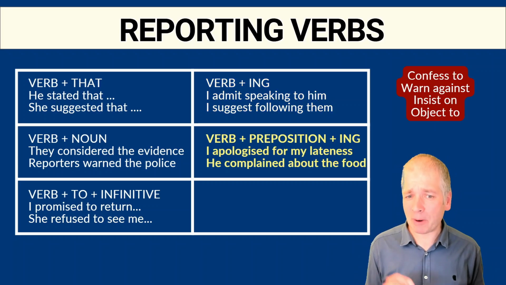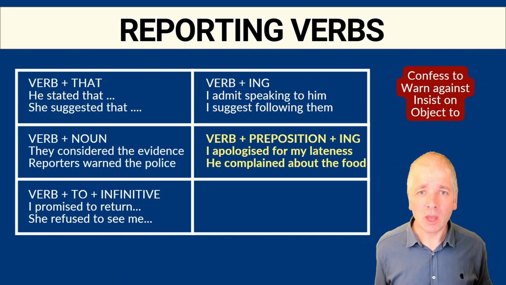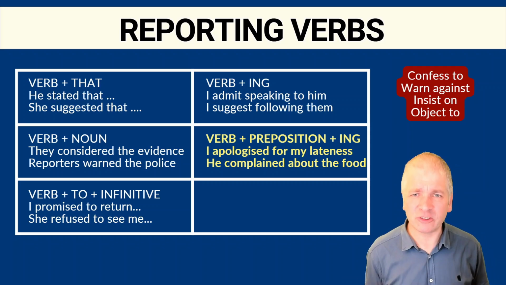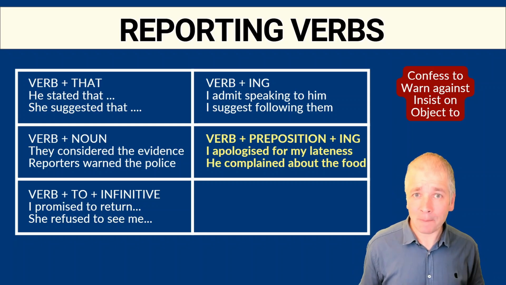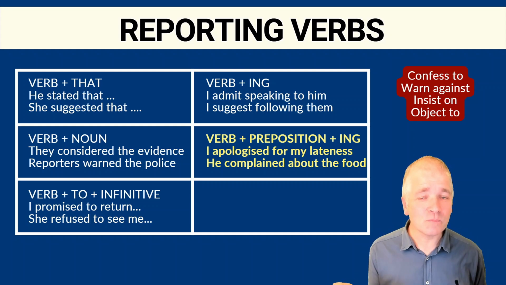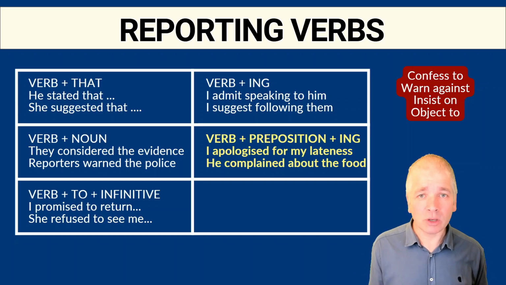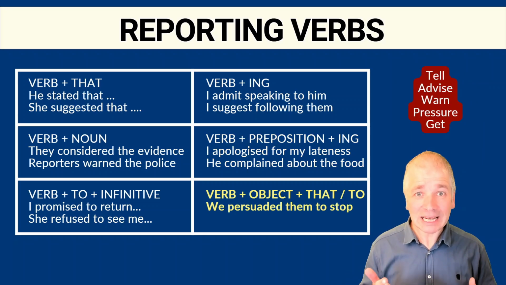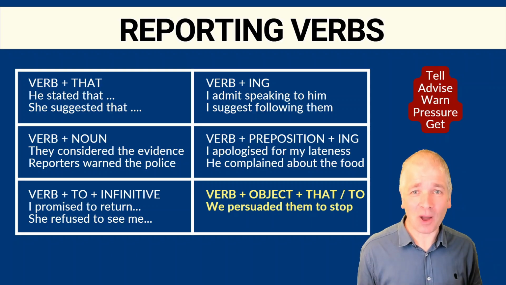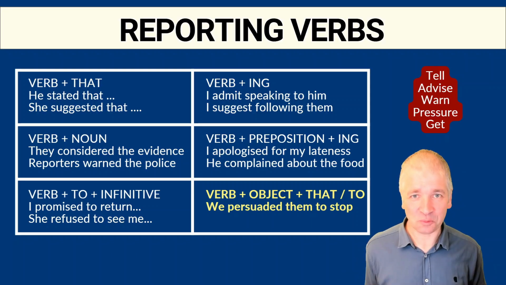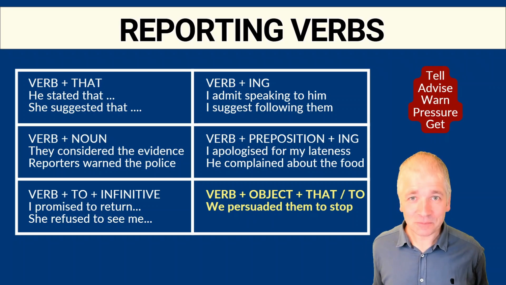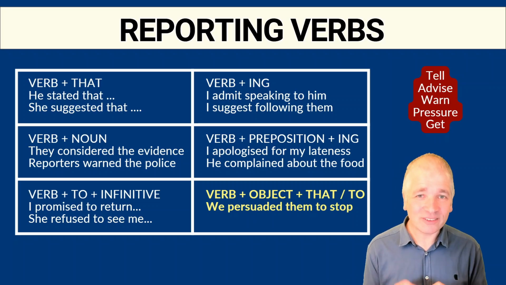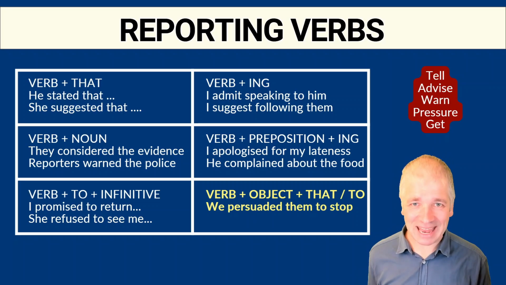Other verbs are followed by a preposition and then ing, and often they have a specific preposition that comes afterwards. I apologised for my lateness. He complained about the food. Apologise for, complained about. But also confess to, warn against, insist on, object to. And finally, we have verbs that can be followed by an object and then a that clause, or to plus infinitive. We persuaded them to stop. Other verbs that work like this are tell, advise, warn, pressure, and get.